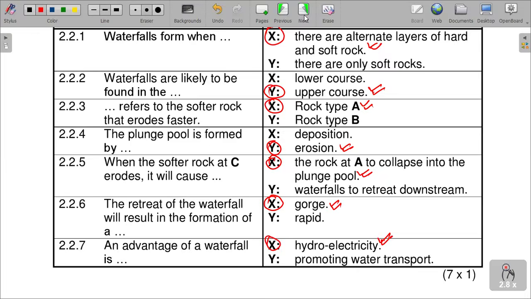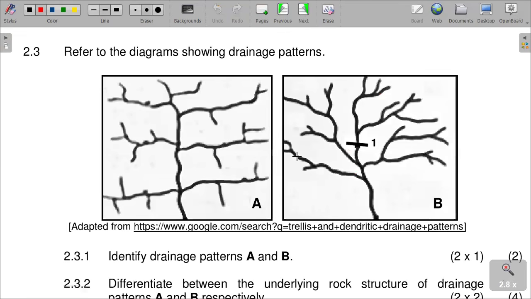Question 2.2.3, diagram showing drainage patterns. Identify drainage patterns A and B. A is a trellis drainage pattern, and B is dendritic.